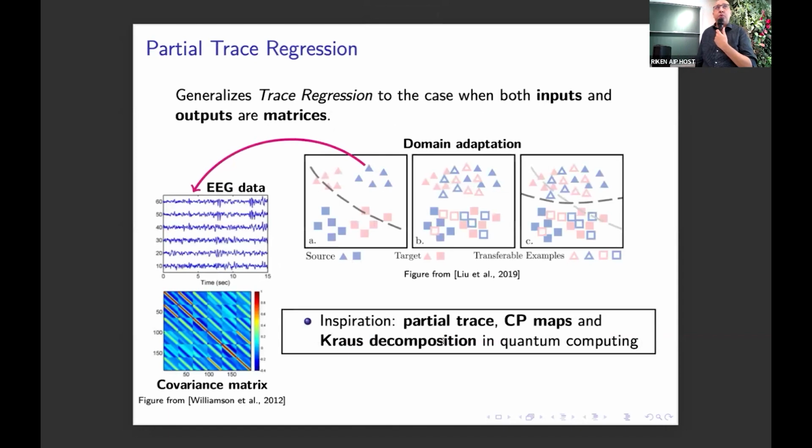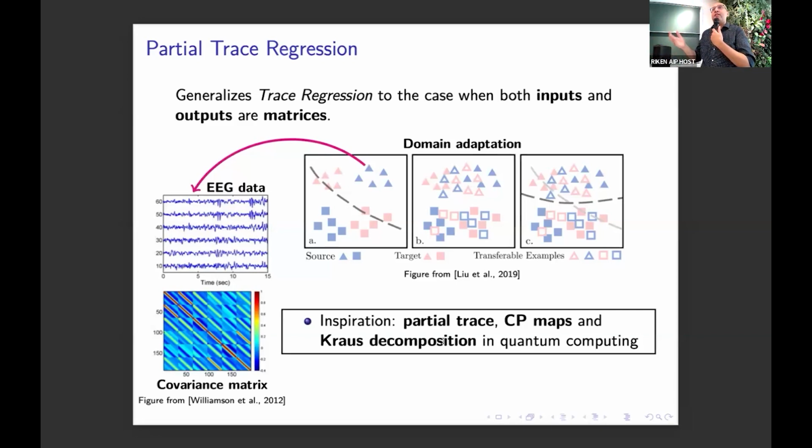In this work, we proposed a new model, which we call partial trace regression. To motivate this work, I took these examples. The main difference in this model is that the outputs are also matrices. In the standard trace regression, the inputs are matrices, but the outputs are scalars. Now we are in the situation where both inputs and outputs are matrices.